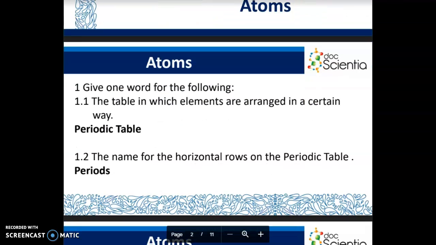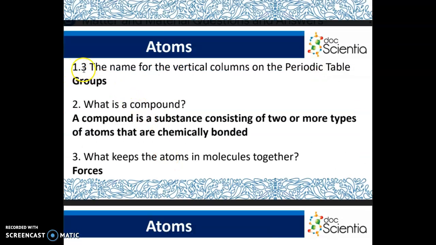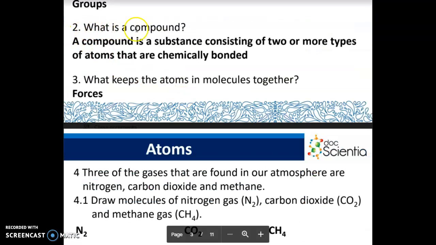Give one word for the following. 1.1. The table in which elements are arranged in a certain way. The periodic table. 1.2. The name for the horizontal rows on the periodic table. Periods. 1.3. The name for the vertical columns on the periodic table. Groups. Number 2. What is a compound?